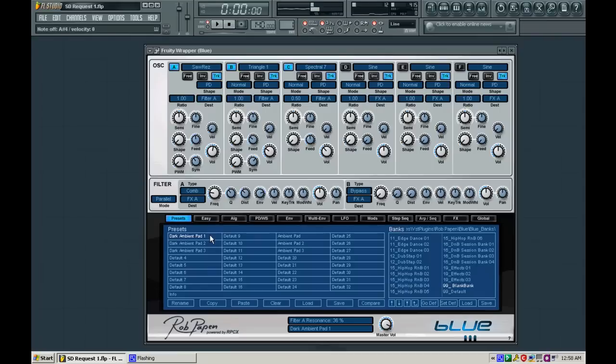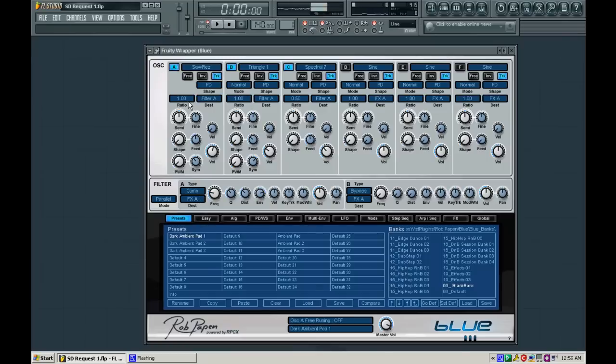Now, I need to note that these dark pads are meant for like one note things. Like if you start playing several notes, it sounds like shit, to be honest. And that's because I used a comb filter, and I'll kind of explain that in a second.